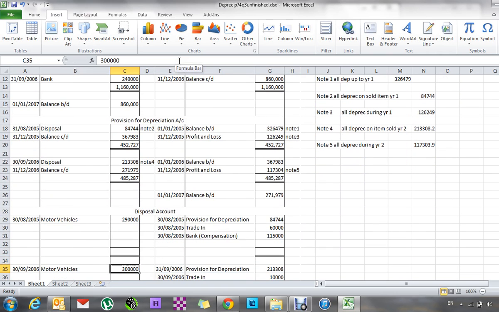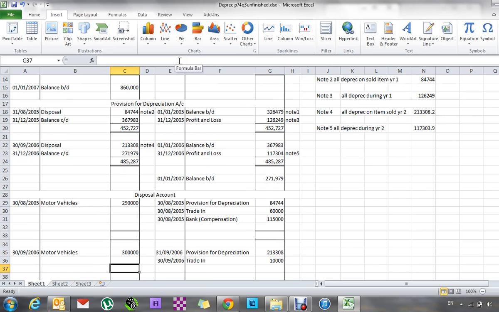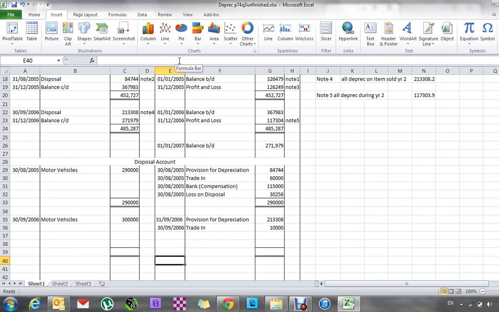Okay, moving on to my provision for depreciation. We see that I end up with 290 on this side. So obviously a big difference on this side, so I must make a loss, which is going to be 290 minus that, and minus this provision. And that's the 30th to the 8th. This one here is going to be a loss this time.